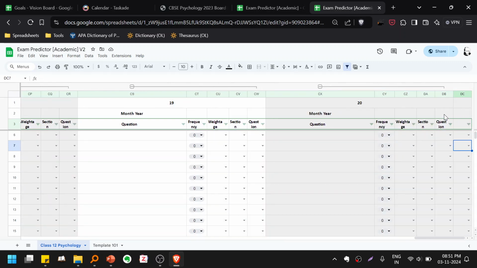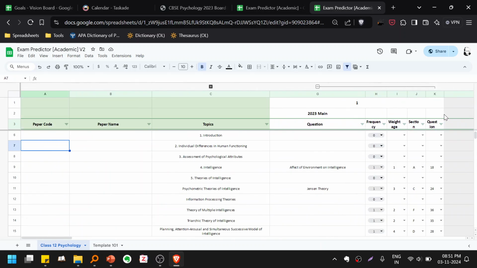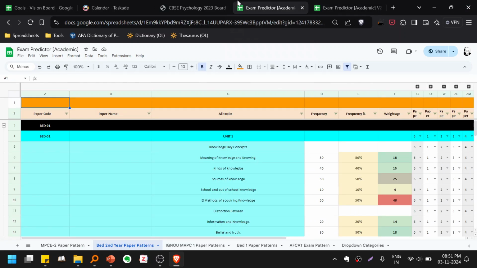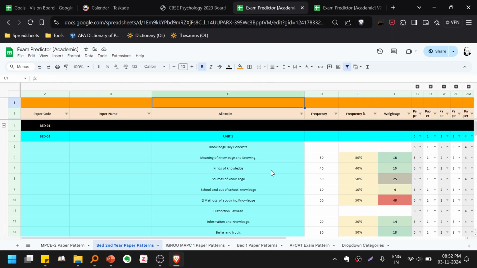I have kept it to, let's say, 20 past year question papers. That gives you good data of what will come in the exam, and it will give you a frequency. I will show you how frequency looks. By color grading, I get this: this is the important topic, as it got 48 out of all the question papers from 10 years. Methods of acquiring knowledge is an important topic in this exam.